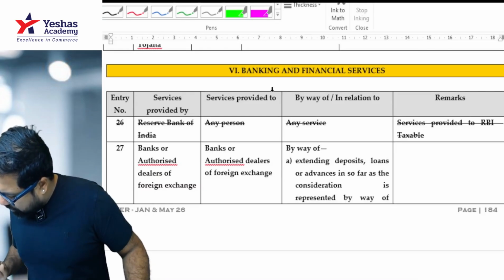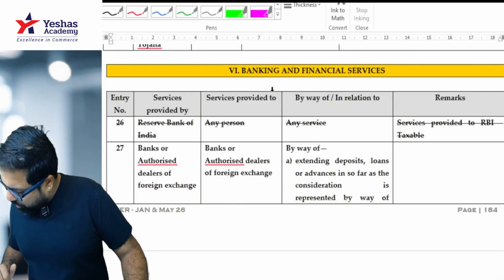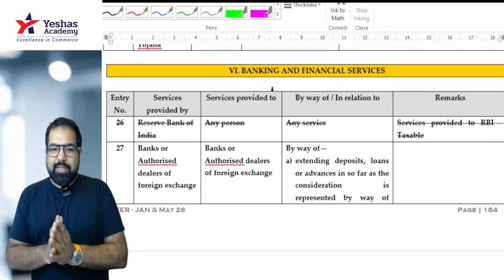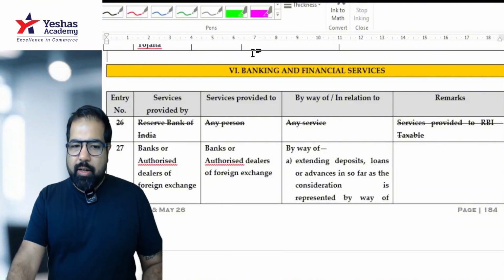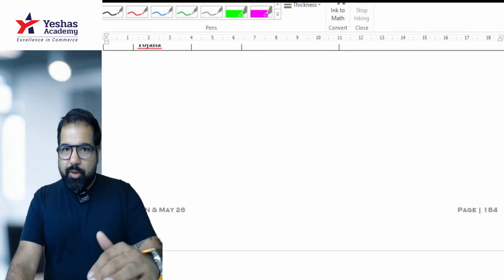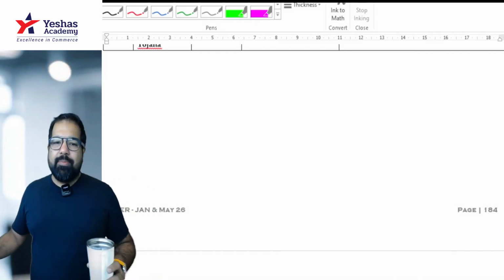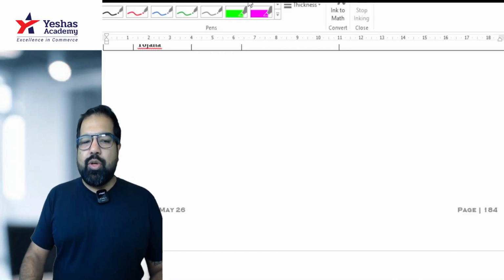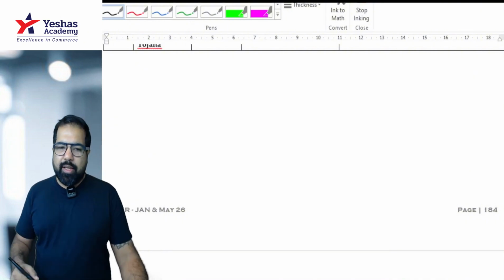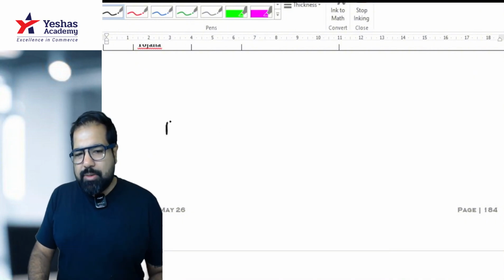Banking services. Have we discussed banking services? Let me check. So let's discuss banking services in a little more detail. First I'll explain, we'll read and then we'll go on to the sums. Now guys, banking services basically means when you go to an SBI bank, HDFC bank and you do banking services, are they exempt, are they taxable is what I'm talking about.